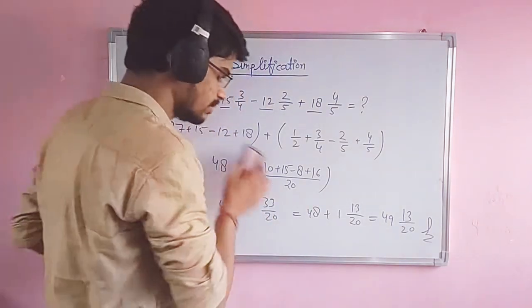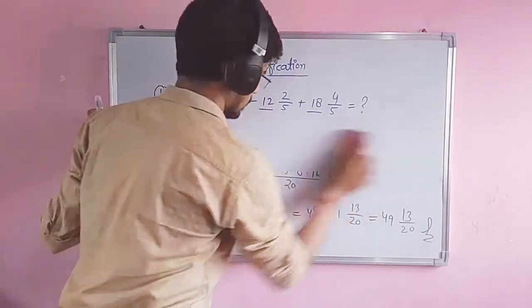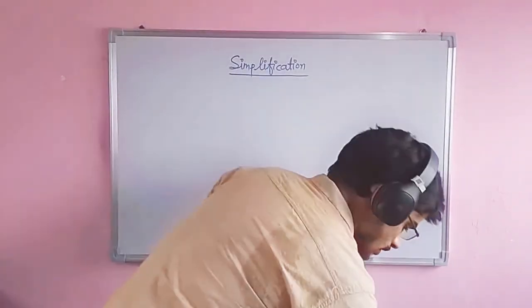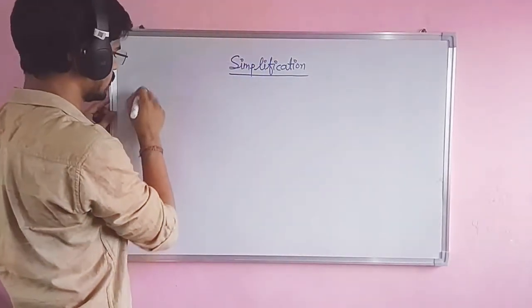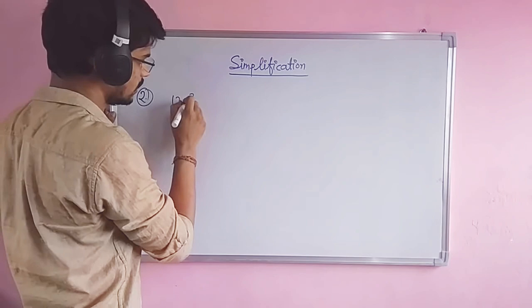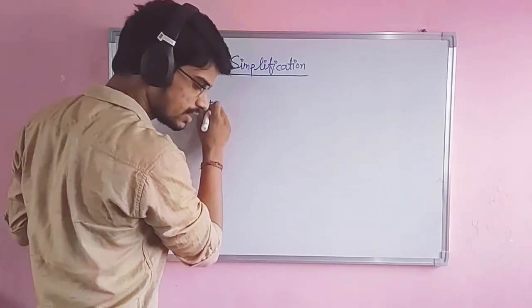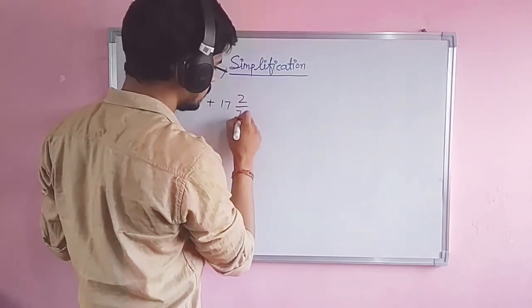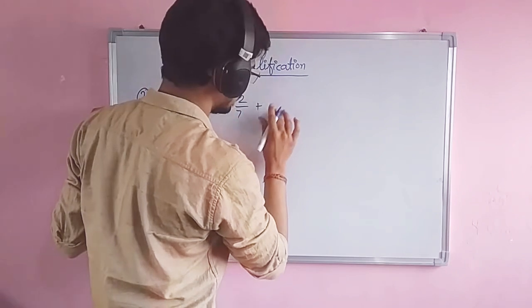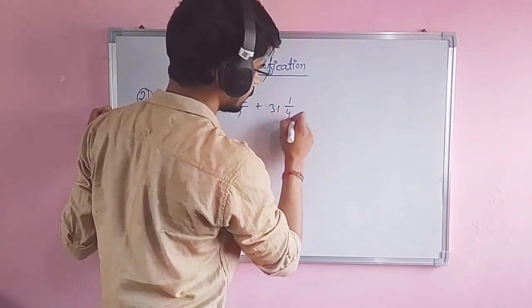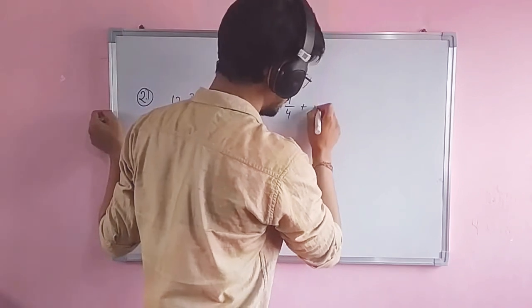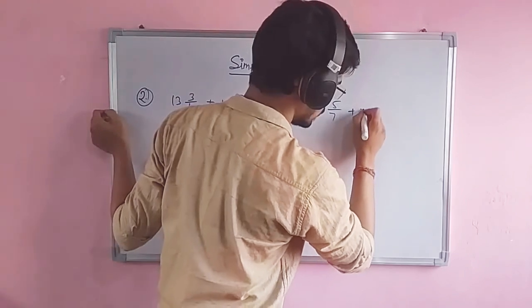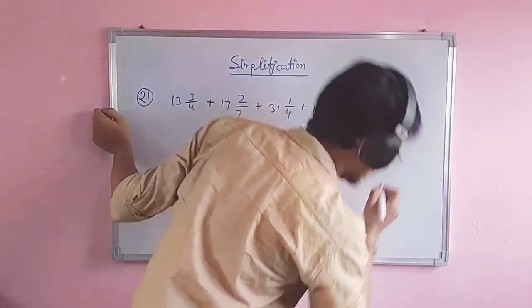Let's take another example. Question 2 is 13 3 by 4 plus 17 2 by 7 plus 31 1 by 4 plus 15 5 by 7 plus 12 2 by 3.